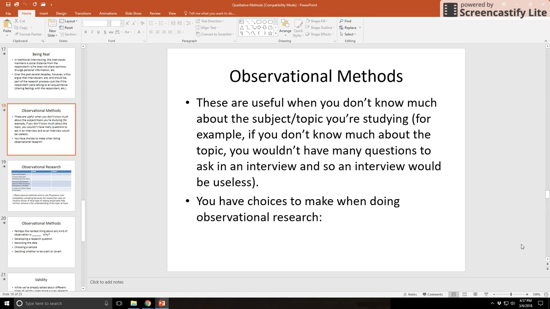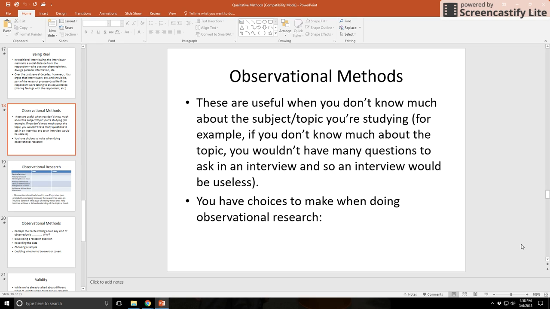If I want to survey people or interview people and I don't know what to ask them, good luck. I'm going to have a tough time doing that. But if I want to study whatever the topic is, I can just go out and watch people. If I want to study crowd behavior or students or parties or whatever it is, I can go to places where the crowds, the students, the parties are, and watch and observe.